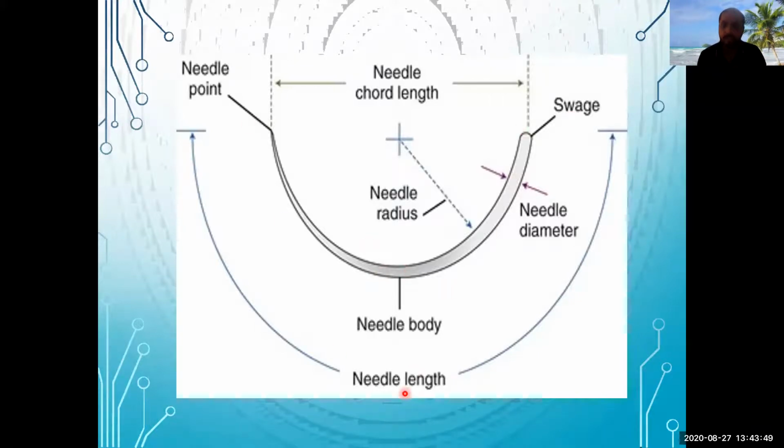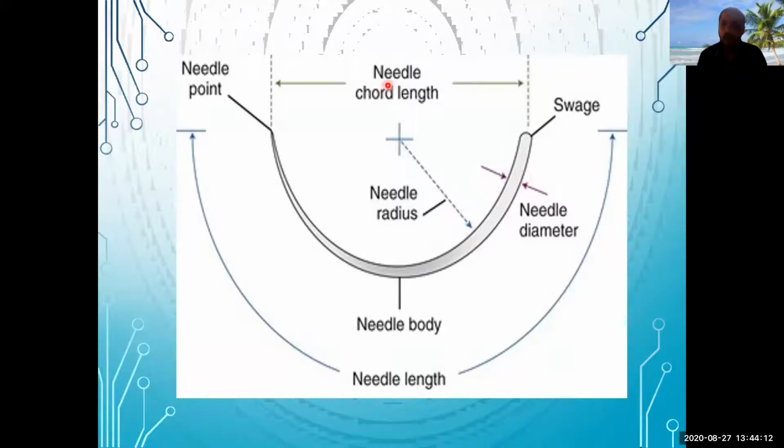Okay. What is the length? Length is the distance between the tip and the swedge, not the straight line. It is the total distance, the circumferential distance between the tip and the swedge. Okay, so this is the needle length. This one is the needle radius. The diameter means the cross-sectional diameter at the swedge.